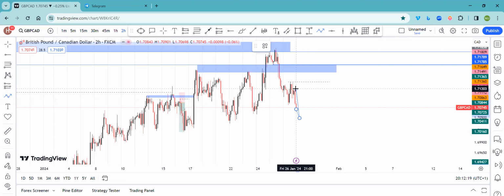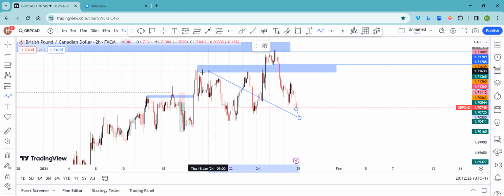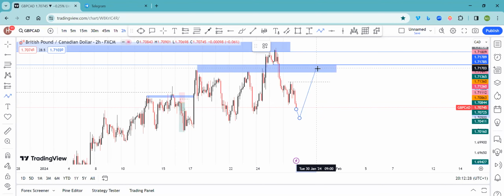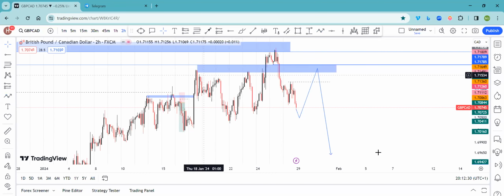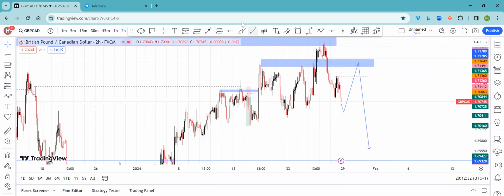For those of you using previous daily highs and the rest, this is a previous daily high. But to me, this is structural liquidity. So once they take out this structural liquidity on this key level, then I'm expecting that sell to the downside. This is what I'm expecting on my GBP CAD. This is what I'm expecting from my own end.